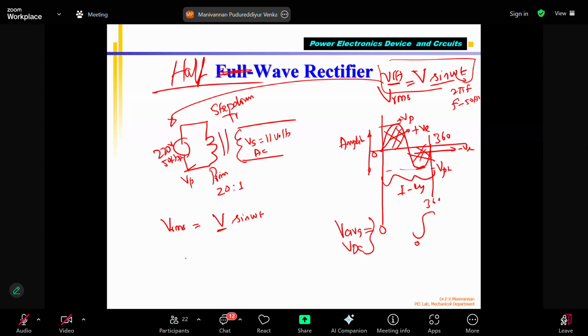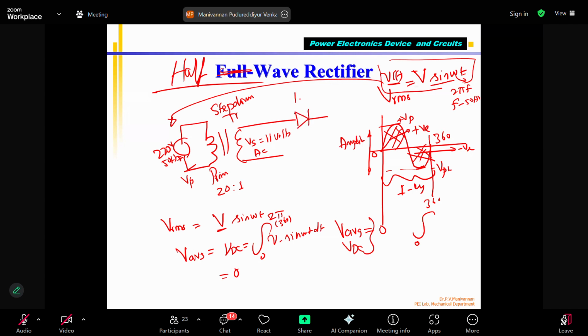Suppose you integrate this area, you will find V average or VDC equal to the area under this curve, from 0 to 2 pi, which is nothing but 360 degrees, one cycle, of V into sin omega t dt. If I integrate this, you will get 0 volts because this is pure AC, correct? But I want DC voltage. There is no use of having only AC voltage. That should be rectified. We used a half-wave rectifier.